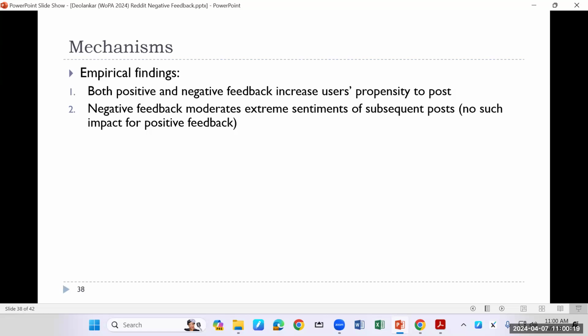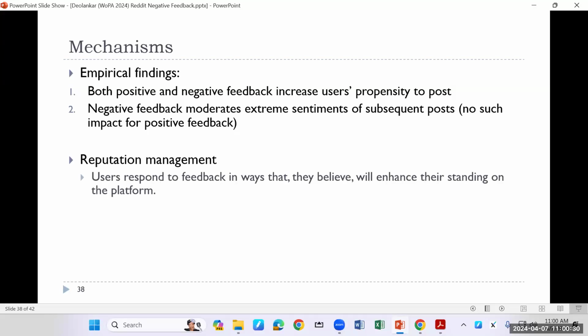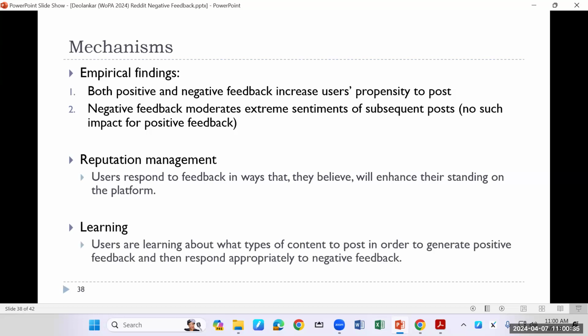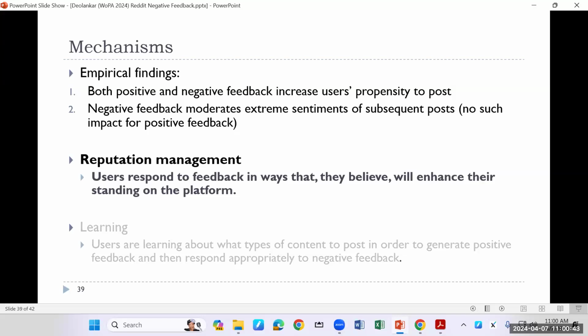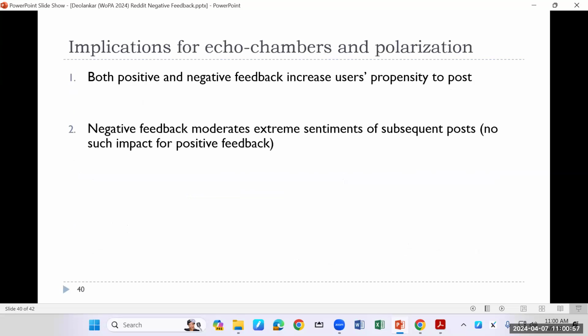Thanks. So, the empirical finding is both positive and negative feedback increase propensity to post. Negative feedback reduces the intensity of subsequent content, and there's no such effect of positive feedback. Now, going back to the mechanism that Andre was curious about, in the paper, we posit 2 mechanisms that could be driving the effect. One is reputation management, and the other is people learning what to say. We rule out learning, we don't find evidence for learning. We are finding evidence for reputation management, which explains this effect using the analysis that I was discussing with Kai earlier about when people stop posting. That will be a part of the new version.